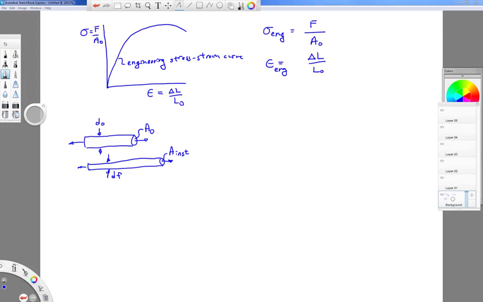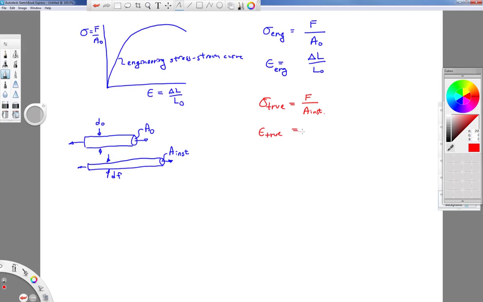Okay. In contrast, we can define terms that are called the true stress and the true strain. The true stress is defined as the force divided by the instantaneous cross-sectional area. And the true strain is the instantaneous change in length divided by the instantaneous length.